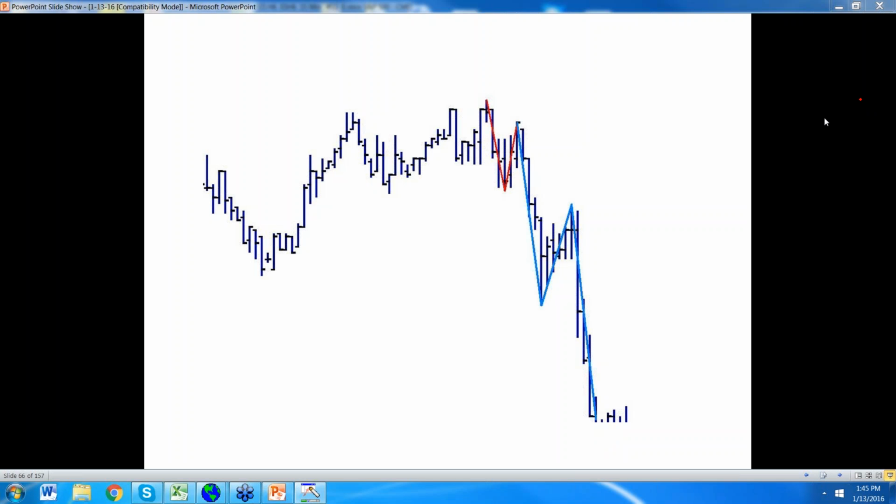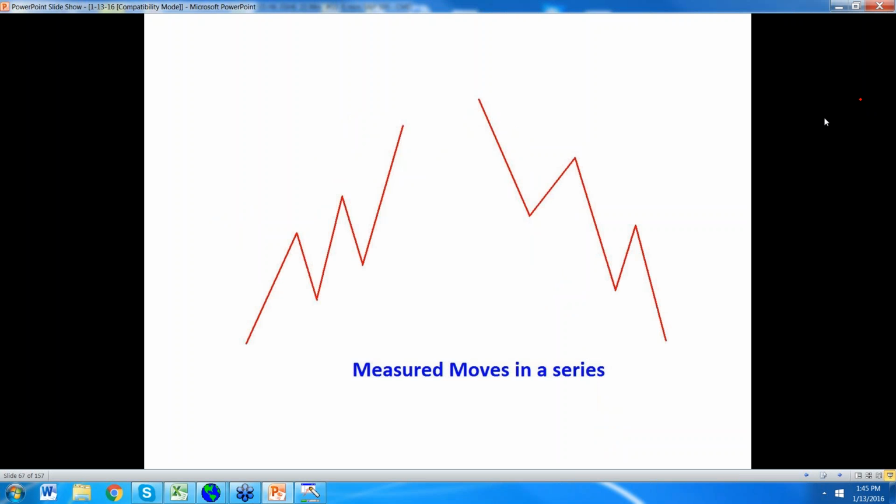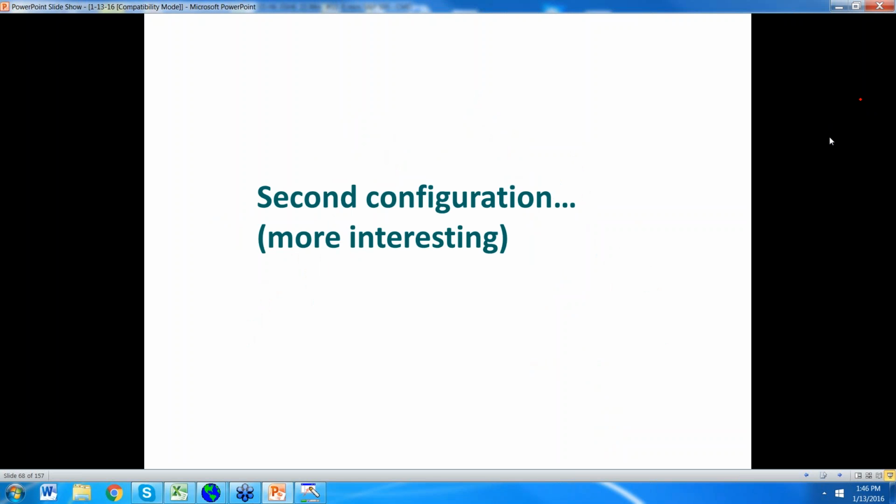And of course, this can be any time interval chart. It doesn't have to be a 5-minute or 1-minute or a daily chart or a 60-minute chart. Any time interval chart, you'll have that. So this is how measure moves in a series look. They're very easy. You see them all the time. It's just a bunch of zigzags strung together. One measure move followed by another with a common leg being shared in between.